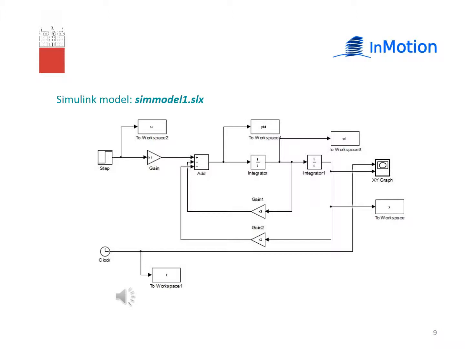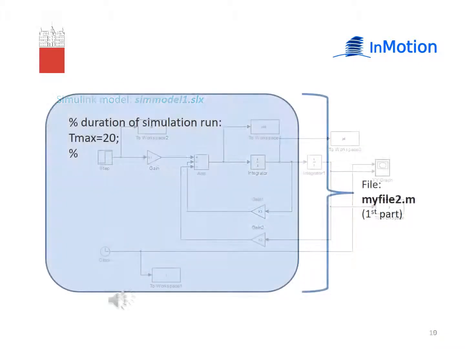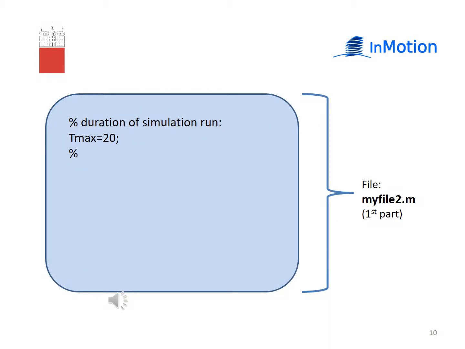We have already built the corresponding simulation model in Simulink, which is saved under the name simmodel1.slx. Let's develop now an ASCII M file named myfile2.m for the realization of the described parametrization. The duration of all simulation runs will be 20 seconds.